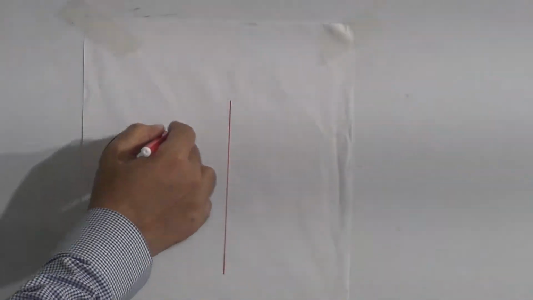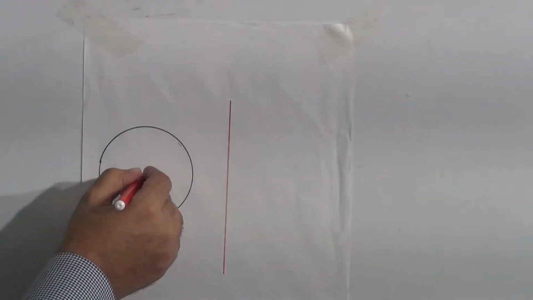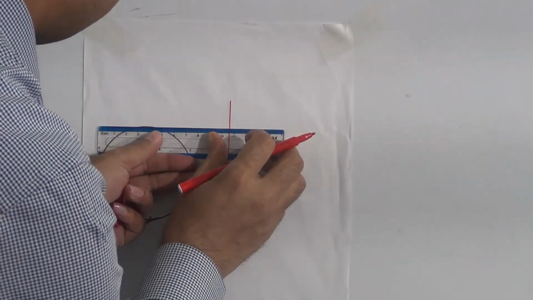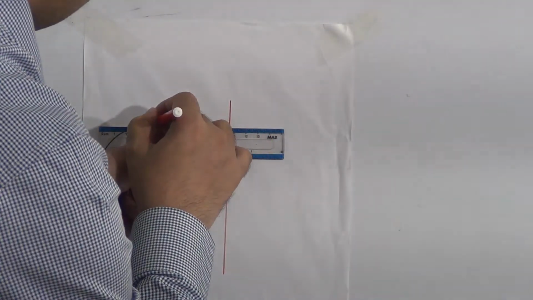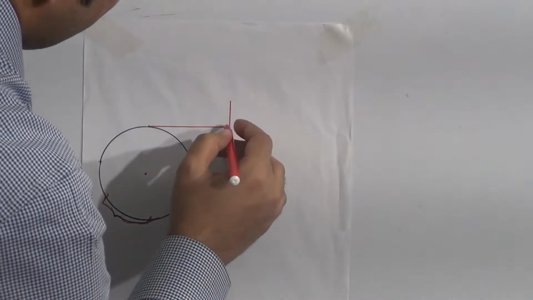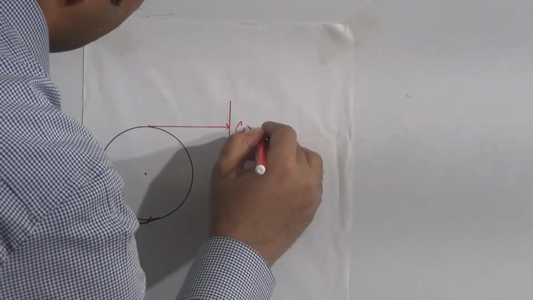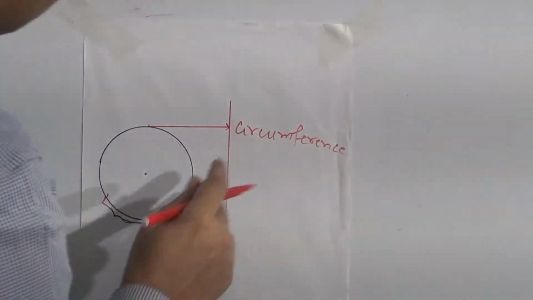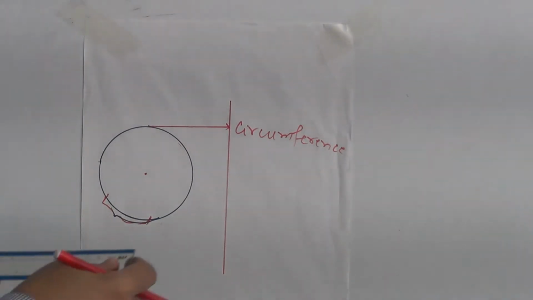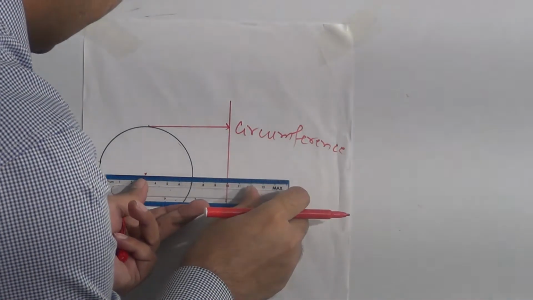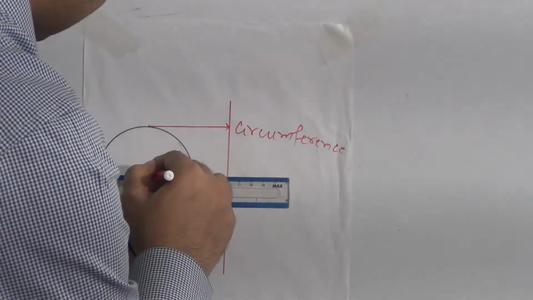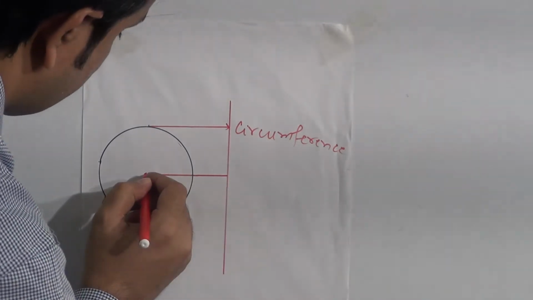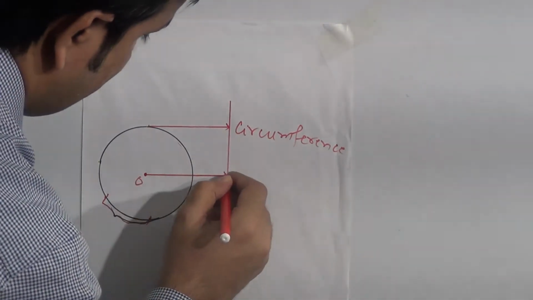The students, this total curved line is known as circumference. And this fixed point on the circle is known as center. This fixed point O is known as center.